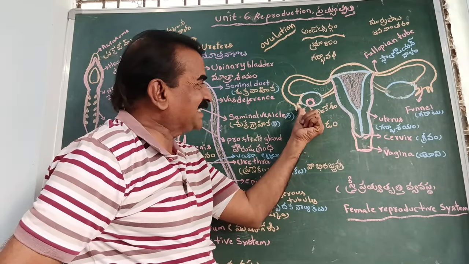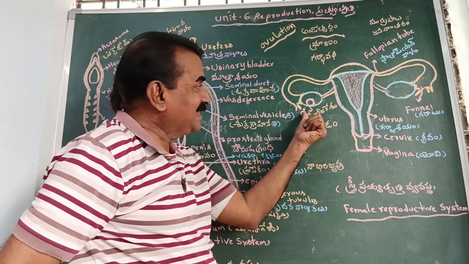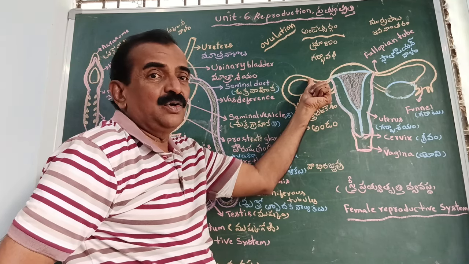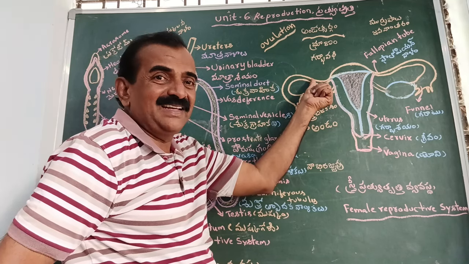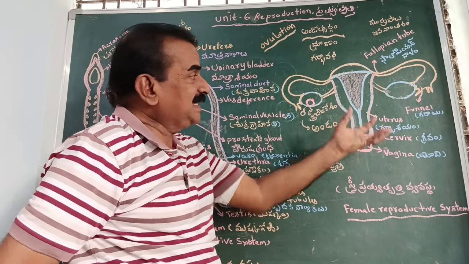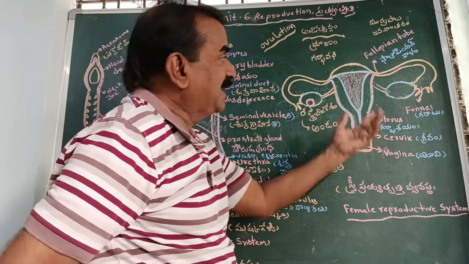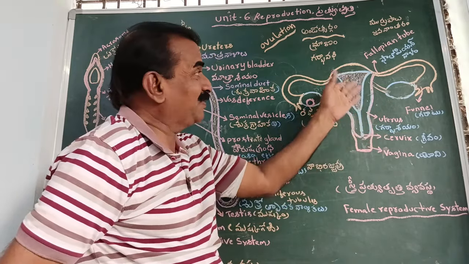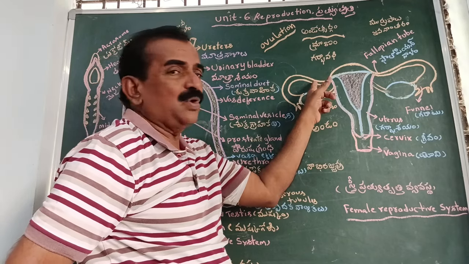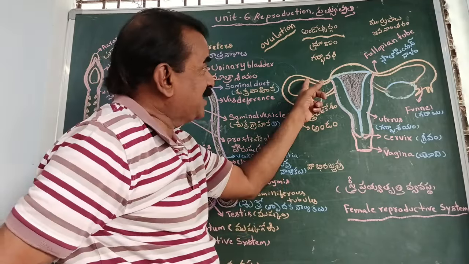This egg is collected by the funnel-like structure of the fallopian tube, and finally the ovum enters the fallopian tube. And here it is fertilized by a sperm cell. If she is married and has copulation with a male, the male may release sperm into the body of the female, and the sperm fertilize the ovum. The union of ovum and sperm takes place, and finally a zygote is formed.